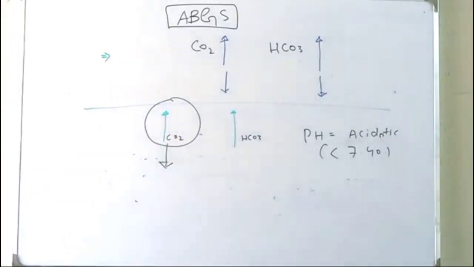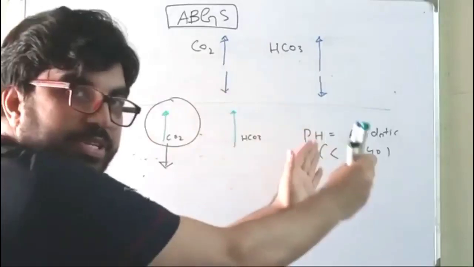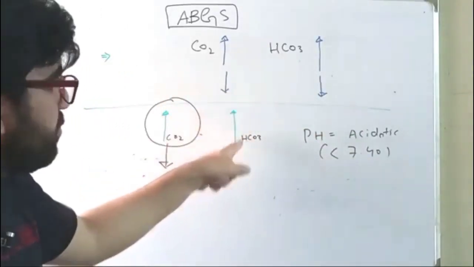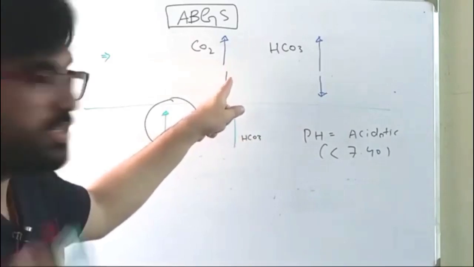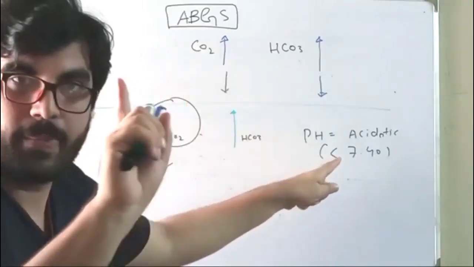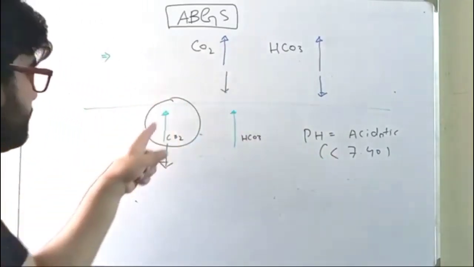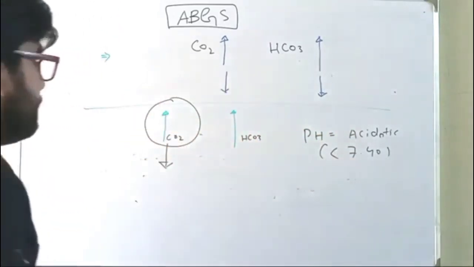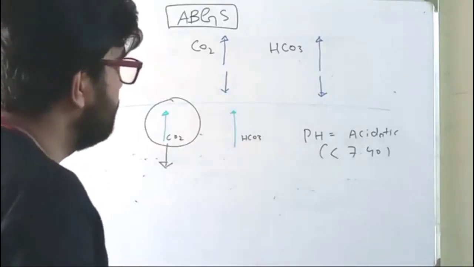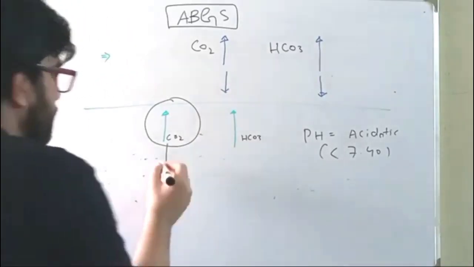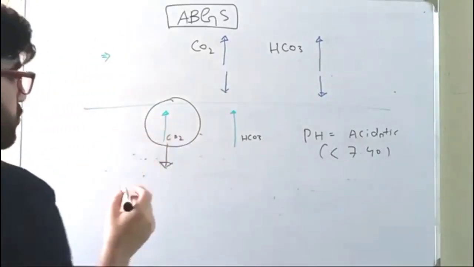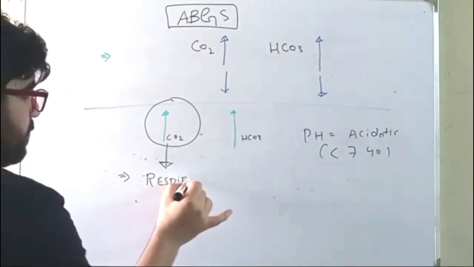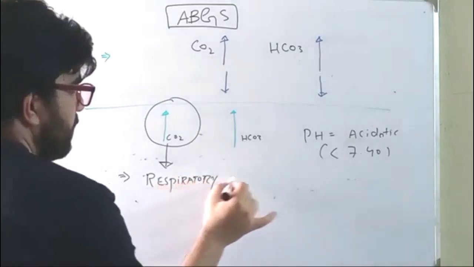So the problem arrow over here is you have to look at the pH. pH is acidotic. Now which thing causes acidosis? Increase in bicarbonate causes alkalosis. The pH was supposed to be alkalotic, but that is CO2 that is running the pH. So this is the problem arrow. So this is respiratory acidosis.